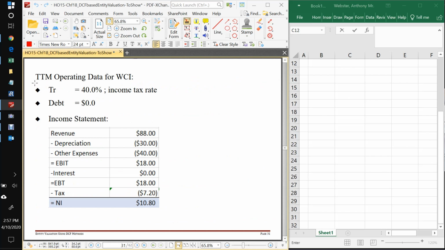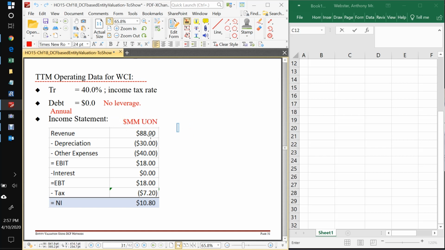So here's some 12 trailing month operating data for the firm. The firm's tax rate is 40%. It has no debt, debt-free company. Okay, so no leverage. And here's its latest annual income statement. So they had revenue of $88 million. These are in millions of dollars unless otherwise noted.